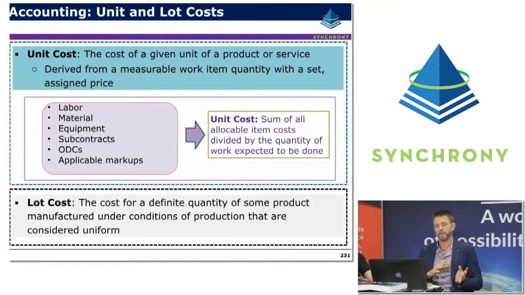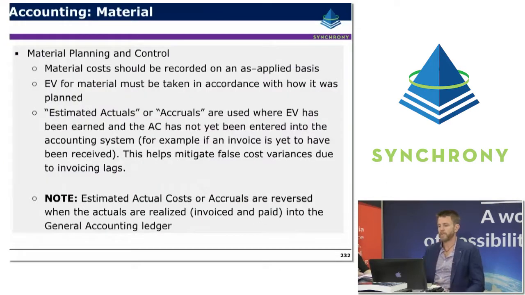Now, this is in contrast to lot costs, which are the costs for a definite quantity of some product manufactured under conditions of production that are considered uniform. So with material planning and control, the material costs should be recorded on an as-applied basis, and EV for material must be taken in accordance with how it was planned, as we were saying before. So estimated actuals or accruals are used where EV has been earned and the actual costs have not yet been entered into the accounting system, most often because the invoice hasn't been received or processed. And this is how we mitigate any false variances from happening.